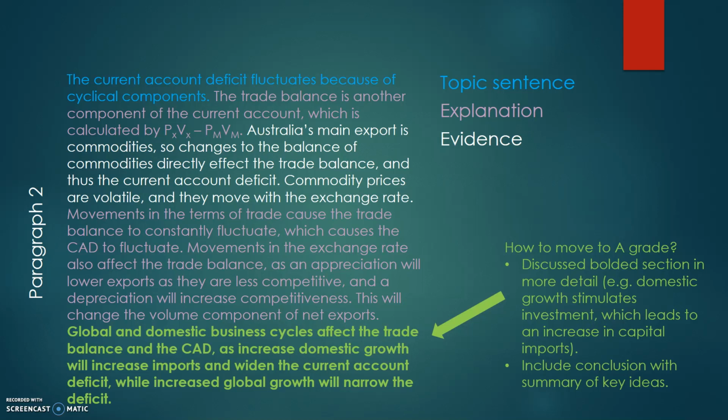So for example, rather than simply saying domestic growth leads to an increase in imports, I would have to elaborate to say that domestic growth stimulates investment, which then leads to an increase in import of capital and manufactured goods. So this extra step, this extra amount of detail is what differentiates a B answer from an A answer. At the same time, I might also include a conclusion, which summarizes the key ideas of my response, and that helps the marker recognize what I've mentioned in my answer and makes it easier for them to give me the marks that I would deserve because of the content I've included in my response.